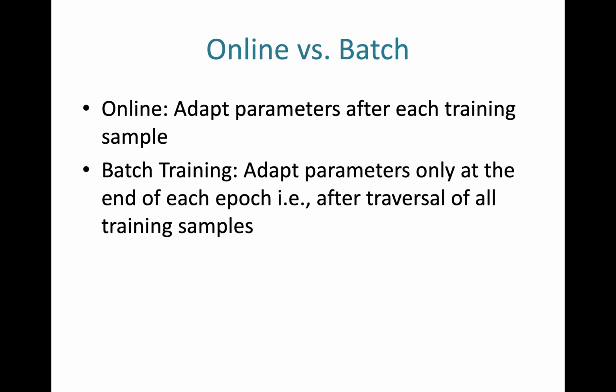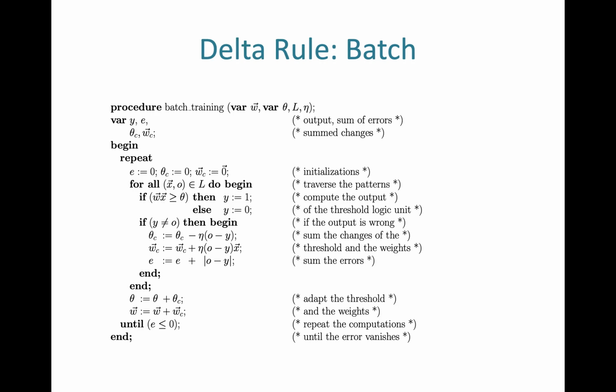You will sometimes see, when you read about single neurons, that some people talk about online training versus batch training. The only difference is that online training does this feed forward, backward process for every sample, whereas batch training only changes the threshold and the weights after all the training samples have passed. So this is the delta rule from a batch perspective. The only change that you see here is that the update of the threshold and the update of the weights is done after all of the samples have passed through the network.